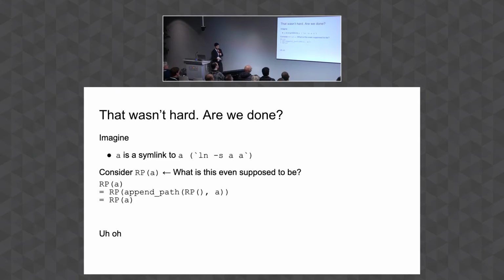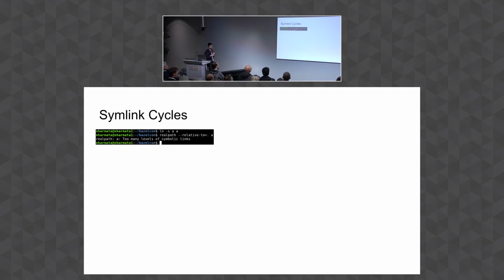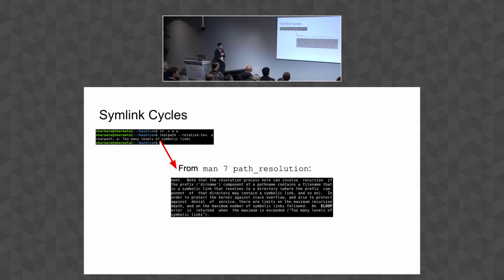No. Because here's the trivial counterexample. We have a circular symlink, a symlink cycle of size 1. A points to A, and our function recurses forever. This is not necessarily a bad thing, but it means some features of Bazel don't work out of the box. So we want to solve this explicitly. It turns out that the kernel handles this automatically. There's a hard-coded limit on the number of symlinks it follows. This is just a fun aside.